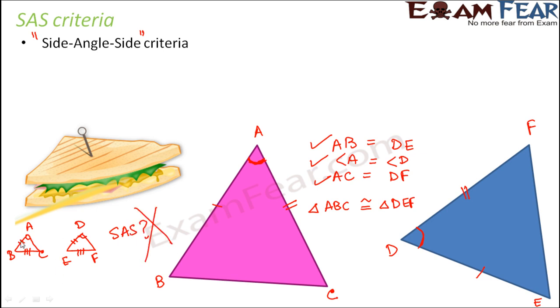No. Why? Because in this case, two corresponding sides are equal, that is fine. But the included angle is this angle. So in case angle B would have been equal to angle E, in that case only SAS would have been valid here. But in this case, angle A is not the included angle. So here angle A is equal to angle D and they are not the included angles. So for SAS criteria to be true, the concept of sandwich has to be true. The two slices of bread are like the sides and the stuffing in between them is like the angle, and that is why it is named SAS criteria.